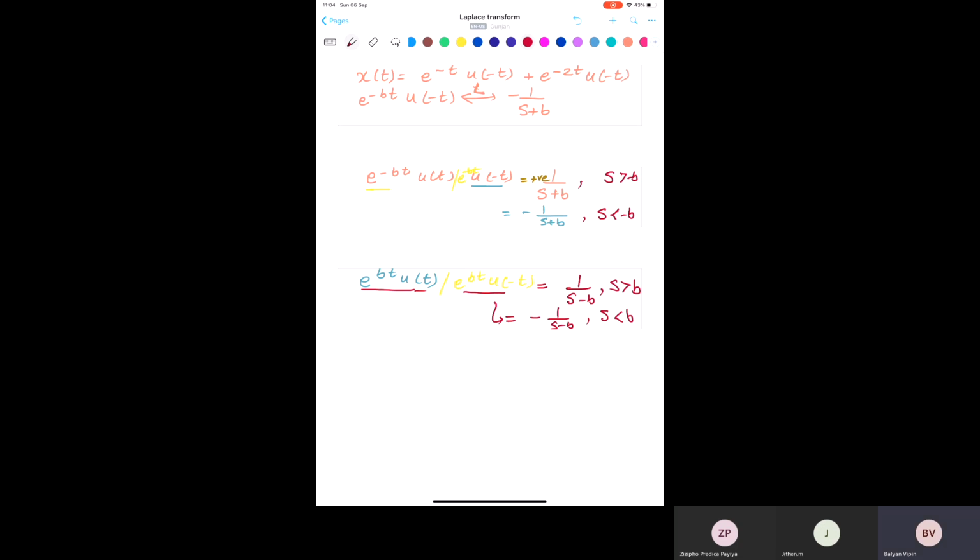If you don't remember, you must consider it as homework. You have 4 questions to solve. e raised to the power minus bt ut, which I already solved, and then you will solve e raised to the power minus bt into u of minus t. You will find its region of convergence and you will find x of s. Again, e raised to the power bt into ut and e raised to the power bt into u of minus t. This is the homework, and please try to do it.